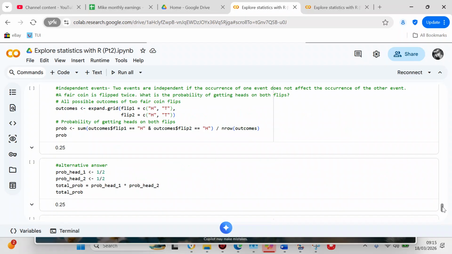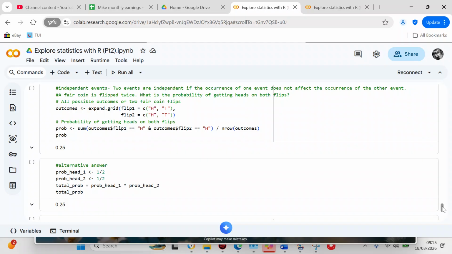And then we have a practice question to demonstrate this. A fair coin is flipped twice. What is the probability of getting heads on both flips? We're going to solve this question in two ways. The first way is the R way, and the second way is my way.